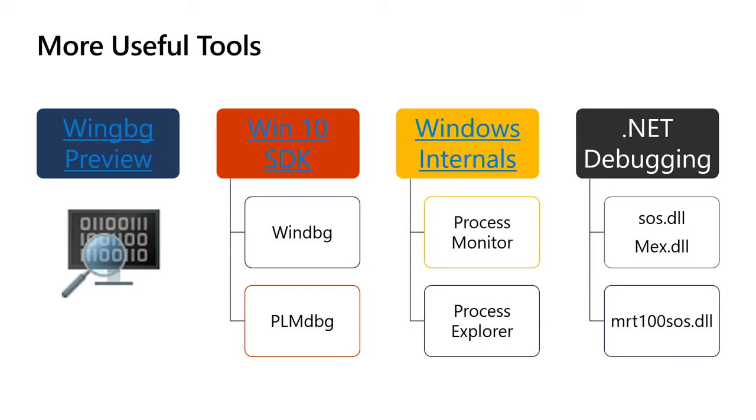Process Monitor and Process Explorer will help us identify which file is not being accessed by the UWP app and how to troubleshoot that. We can get these from Windows Internals. For the .NET debugging scenario, we need to know that this part is good for .NET Core, and this part is good for .NET Native.